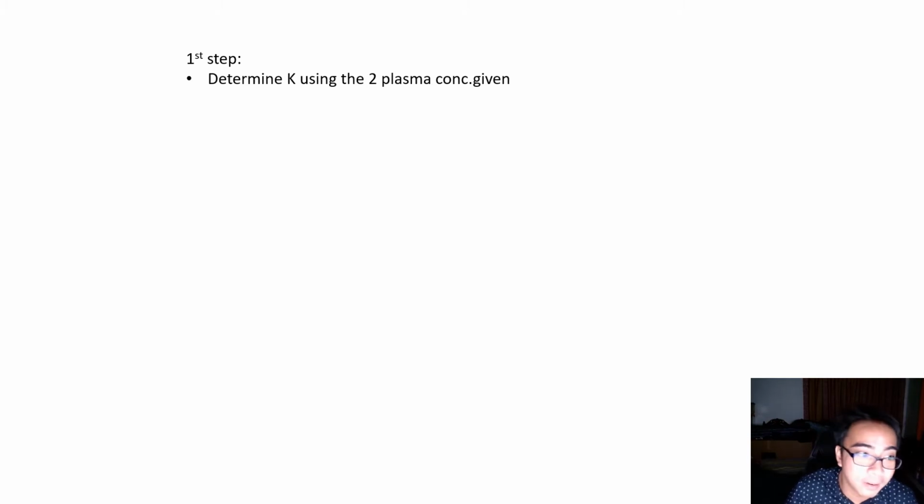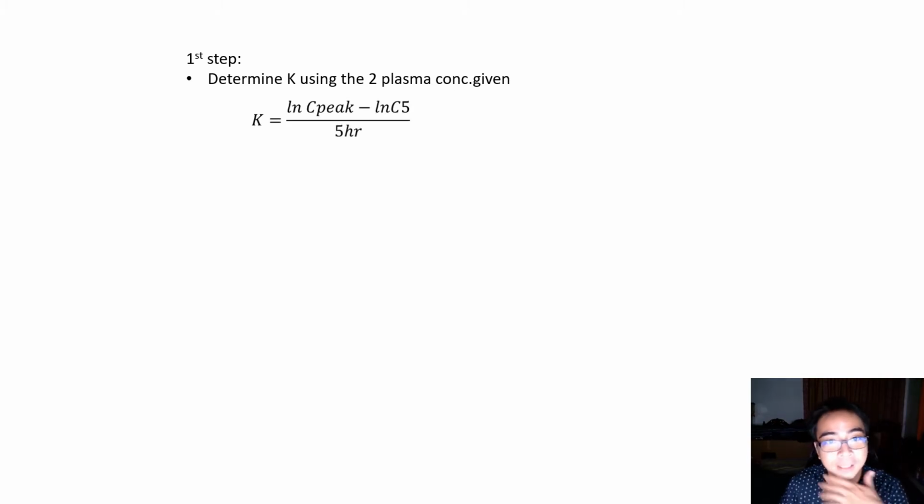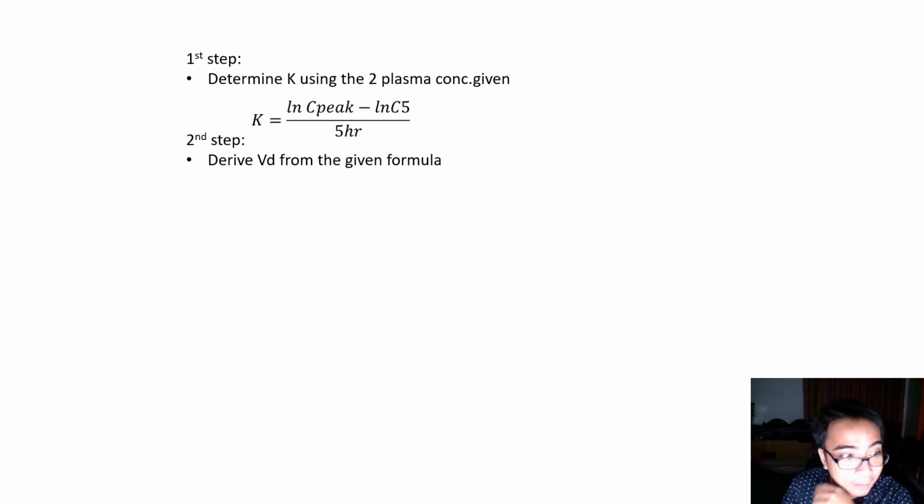Okay? So, sabi nga natin, class, first is to determine your K using the two plasma concentrations given. So, you have the ln C peak minus ln C5 divided by 5. Kahit diretso mo na divide by 5. Kasi usually, after 5 hours daw from the peak concentrations. So no problem there. Next one, class, you can derive VD from the given formula.